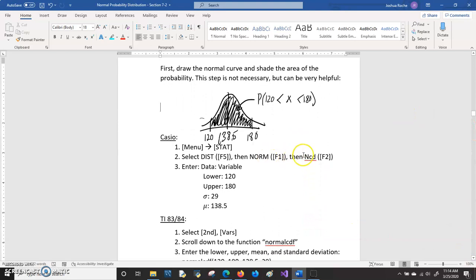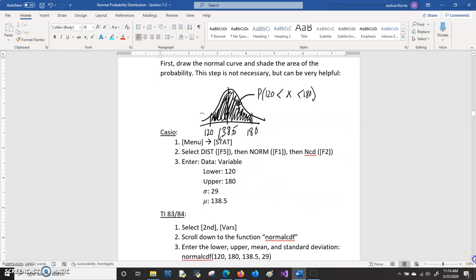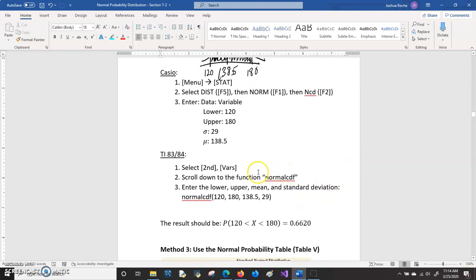This time, when you use NCD on the Casio, your lower bound is going to be 120. That's the boundary on the left. The upper bound is going to be 180. That's the boundary on the right. When you use normal CDF on the TI calculators, same thing. Your lower bound will be 120, your upper bound will be 180. When you plug those all in, your result should come out to 0.6620.